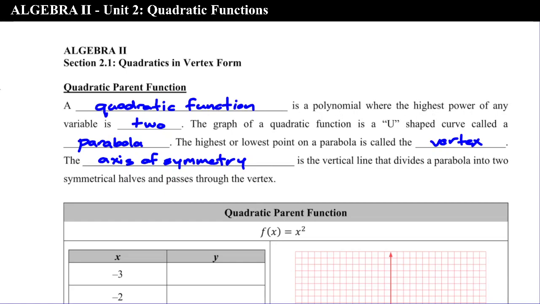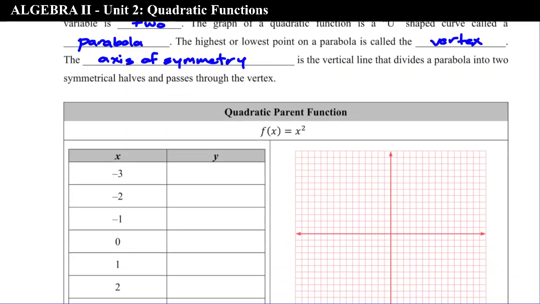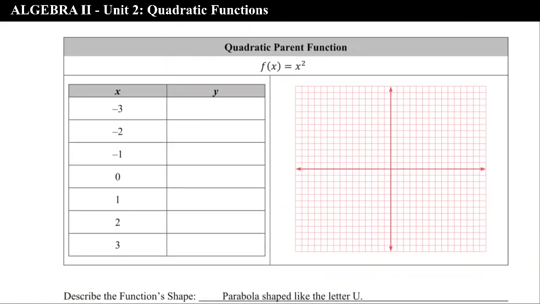So now that we've gotten some of the terminology down, let's take a look at what a quadratic parent function looks like. Let's say that our parent function is f of x equals x squared. That is the equation for a quadratic parent function. Well, if we plug in -3 for x and we square it, then -3 squared becomes 9. It's not -9 because a negative times a negative gives you a positive. Likewise, -2 squared will give us 4, -1 squared will give us 1, 0 squared gives us 0, 1 squared is 1, 2 squared is 4, and 3 squared is 9.